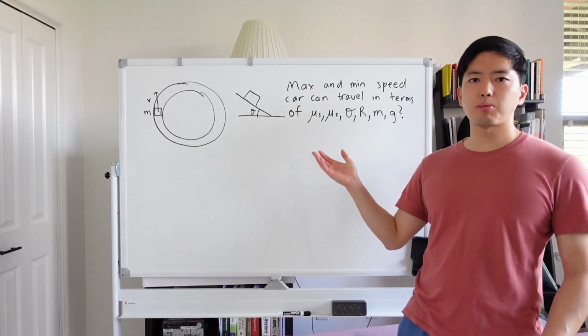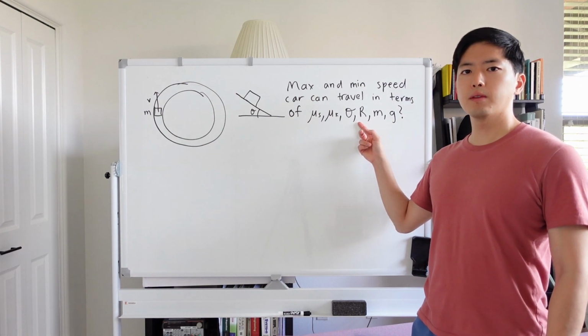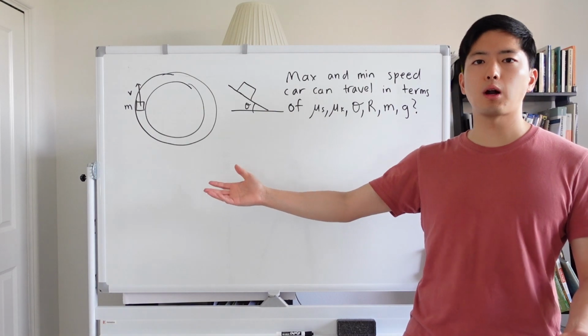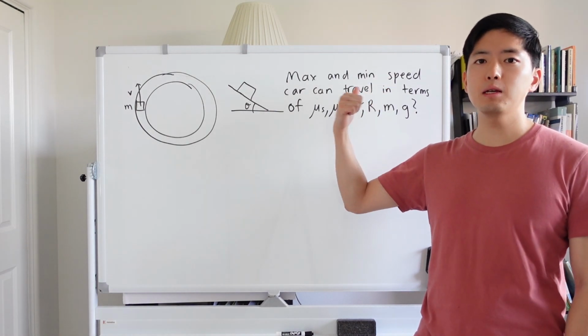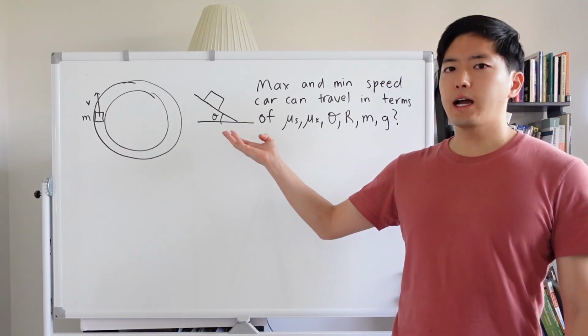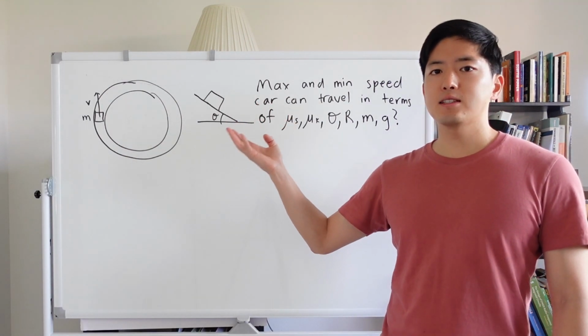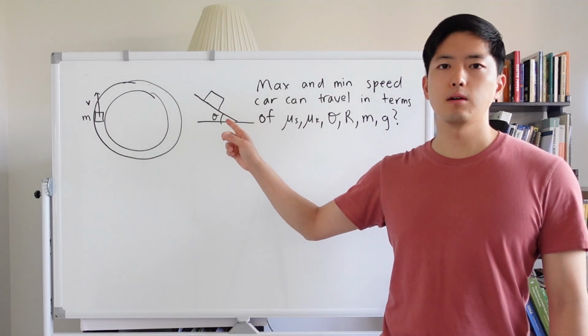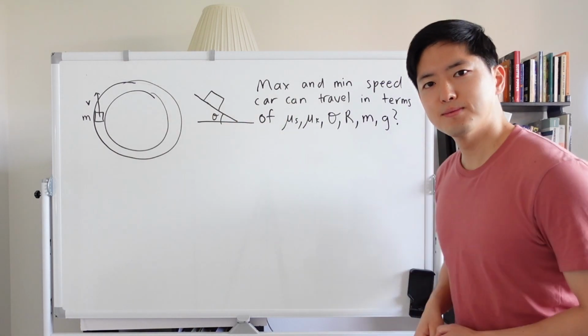So here I've summarized the problem again, problem statement here, and the two pictures that we care about. So how do we approach this problem in solving for maximum and minimum speed of this car on a circular track? Looking at this diagram, the thing that makes sense to do is to draw a force diagram for the car. So let's do that.